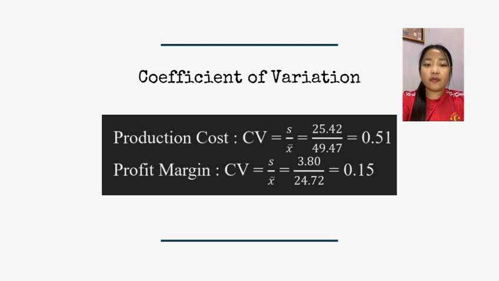Besides that, for profit margin, the standard deviation is 3.80 and the mean is 24.72. The CV for profit margin is 0.15. This indicates that profit margin is less variable compared to production cost.